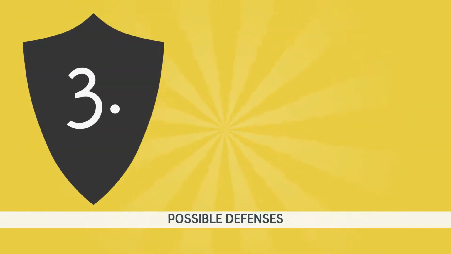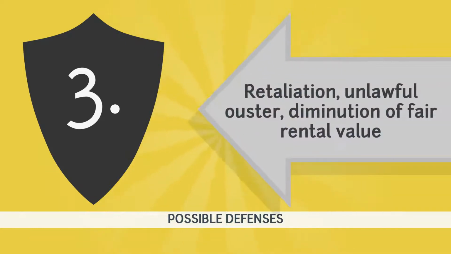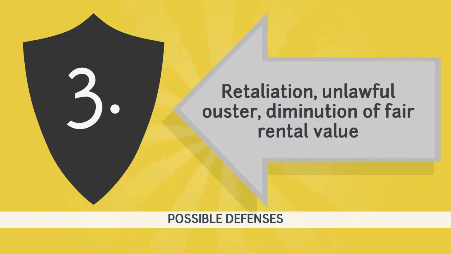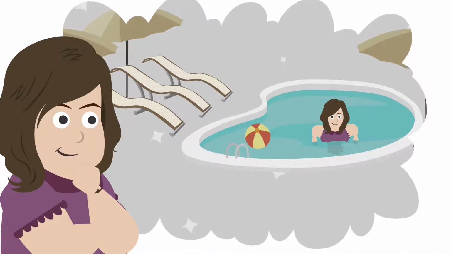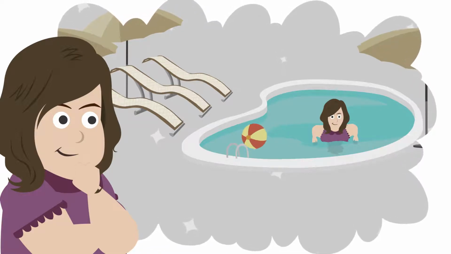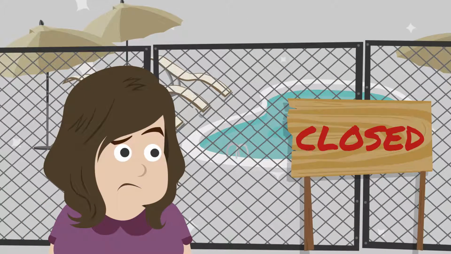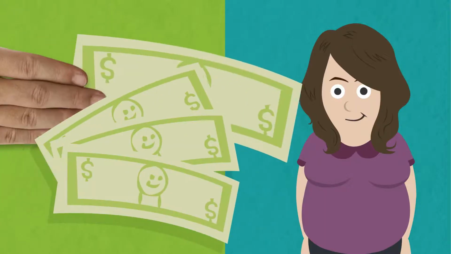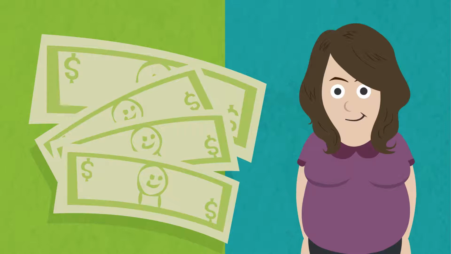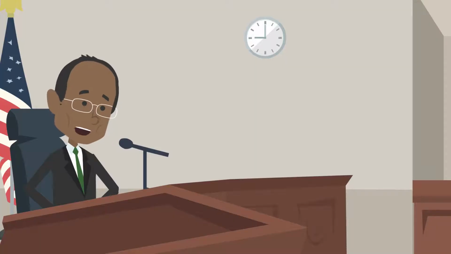There are other defenses, such as retaliation, unlawful ouster, and diminution of fair rental value. An example of diminution of fair rental value is that your rent includes the use of a swimming pool, but it has been closed all summer. You might be entitled to recover damages because you believe you are paying more rent than you should have if the landlord was not complying with the rental agreement, but you might have to do that in a separate lawsuit.